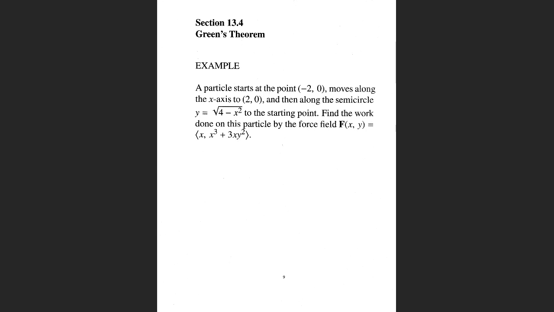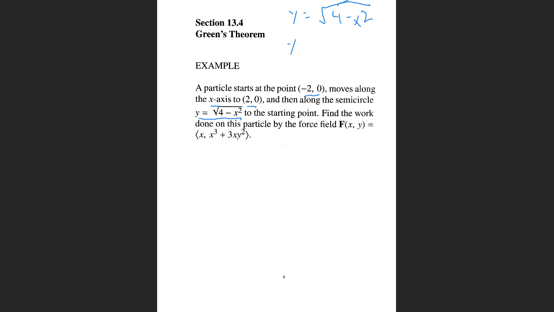Okay, so here we have a particle that starts at the point -2, 0. It moves along the x-axis to the point 2, 0, and then along the semicircle, y equals square root of 4 minus x squared, to the starting point. So remember, y equals square root of 4 minus x squared.